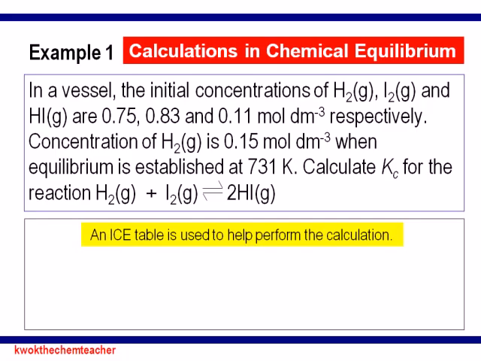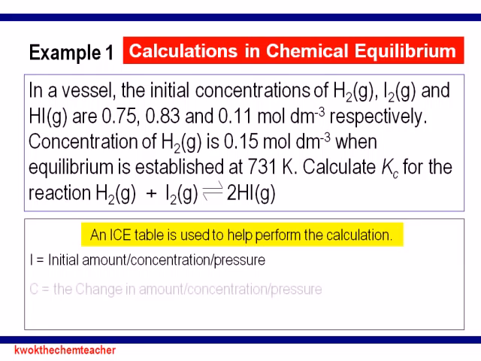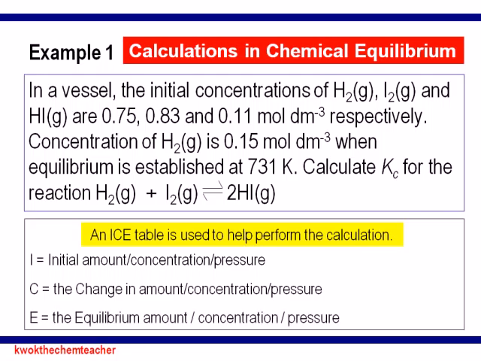An IC table is usually used to help perform this calculation. The IC table contains the initial, the I, which represents the initial amount, concentration or pressure. The C represents the change in the amount, concentration or pressure, whereas the E represents the equilibrium amount, concentration or pressure. The E is essential in this particular question because in order for us to calculate the Kc, we will need equilibrium concentrations.